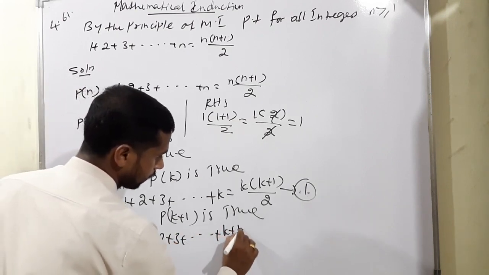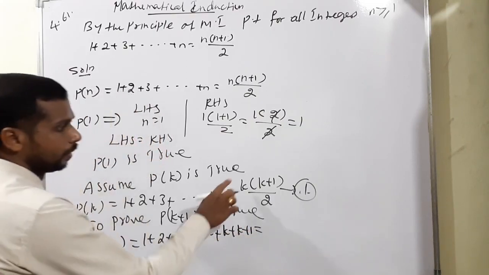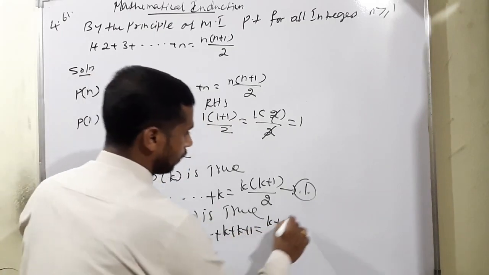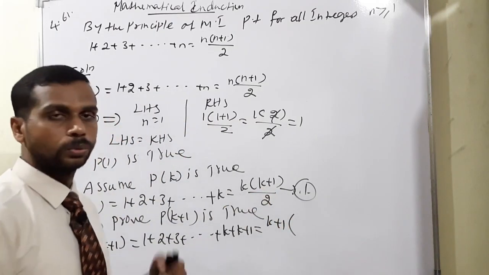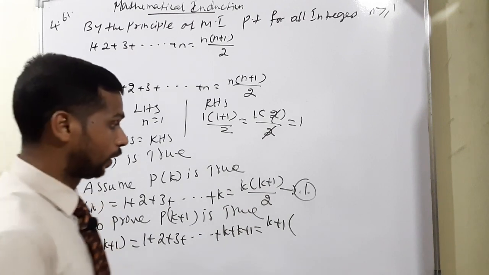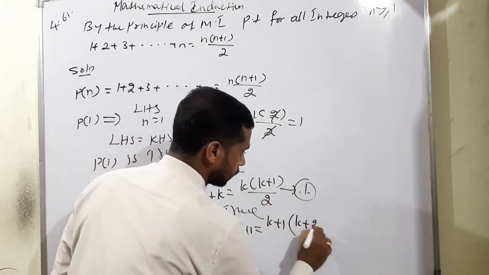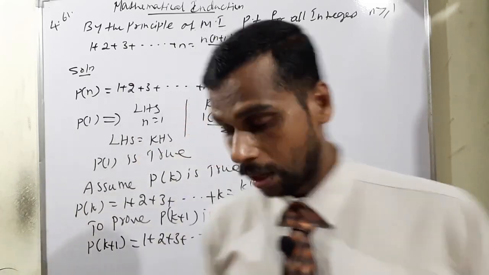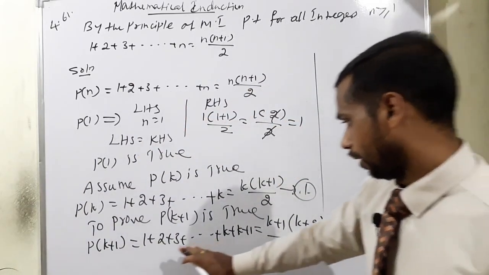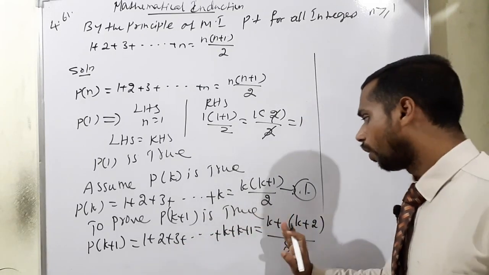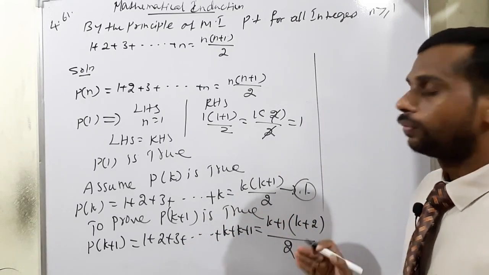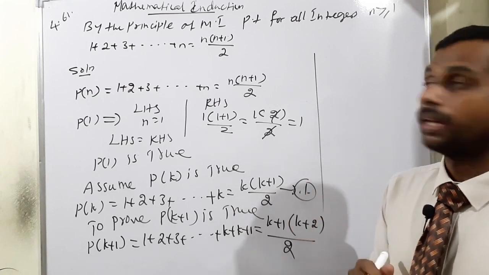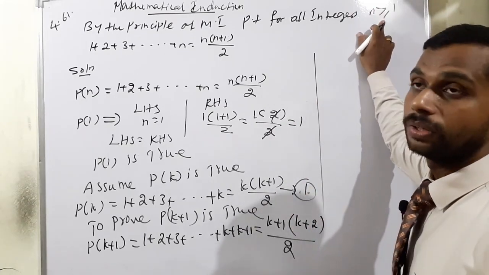plus k plus 1 is equal to k plus 1 into, inside, already plus 1 is there. Therefore, plus 1 means plus 2 will come. Therefore, we can write it as k plus 2 divided by 2. Now, after applying, LHS equal to RHS means we can say this holds for all integers n greater than or equal to 1. The condition is n greater than or equal to 1.